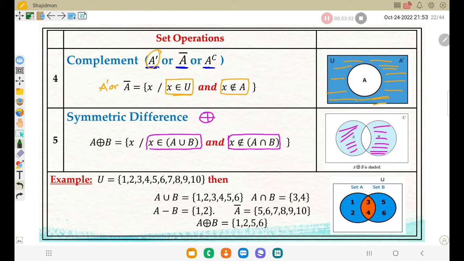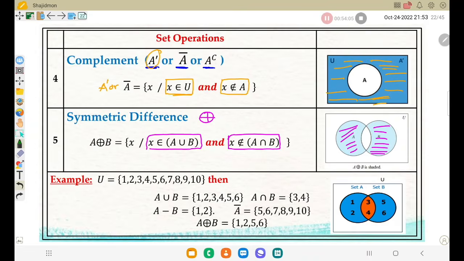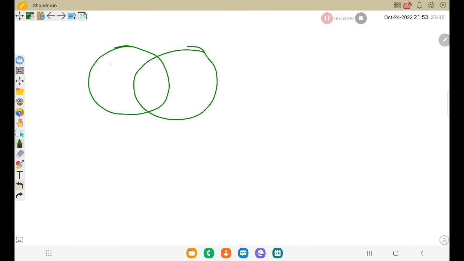Now we can see one example. I will show it on another page. For example, here is the A set, here is the B set. Now 1, 2, 3, 4, 5, 6 are the numbers. 1, 2, 3, 4, 5 and 6. Correct? This is the first set A, this is the second set B.